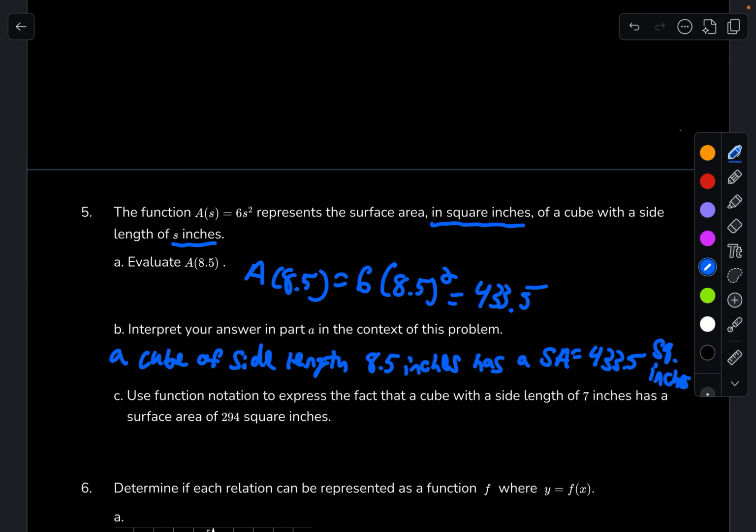So use function notation to express that a cube with side length of 7 has 294 square inches. Well, that's just going to be A of 7 equals 294.